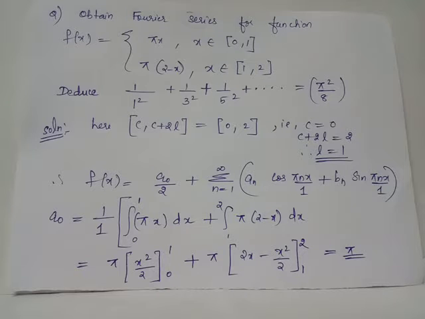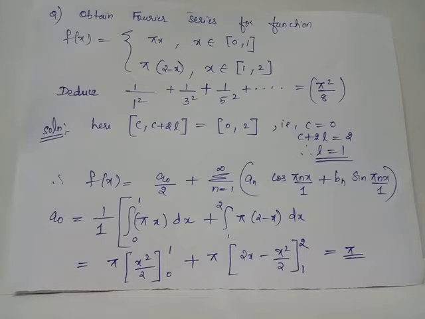Obtain the Fourier series representation for the function f of x equals pi x when x belongs to closed interval 0, 1, and f of x equals pi times 2 minus x when x belongs to closed interval 1, 2. We have the given function displays pi x as the output when input belongs to closed interval 0, 1. When the input values belong to closed interval 1 to 2, we have the output displayed by the function as pi times 2 minus x.